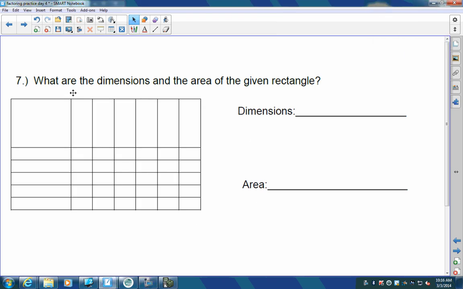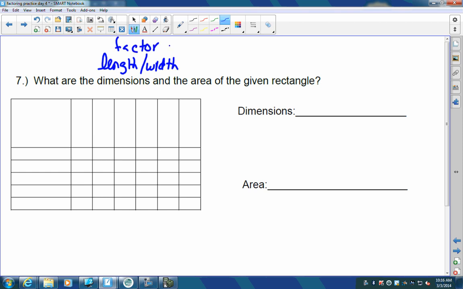So on number 7, it says, what are the dimensions and what is the area? Remember, when they're talking about dimensions, they're talking about length and width. They're talking about the factors. Well, one way we can do this is first, let's find the area. Let's find the product. I have 1x squared. Then I'm counting up how many x's I have. 3, 4, 5, 6, 7, 8, 9, 10, 11. Plus 11x.